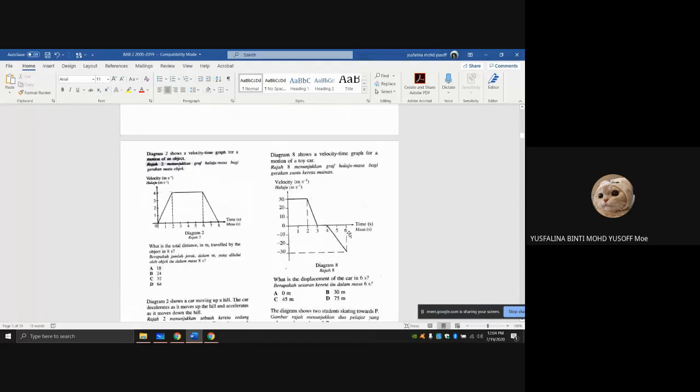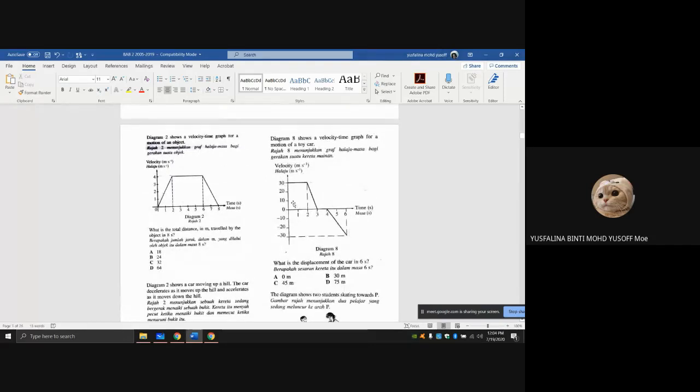Okay, the next one, you have to find the displacement. This is the graph for velocity against time, right? If you want to find the displacement, you have to take the negative value. If you calculate the area under the graph for velocity against time, we can get displacement. So you have to take the negative when you count. If you just want to find distance, just ignore the negative.